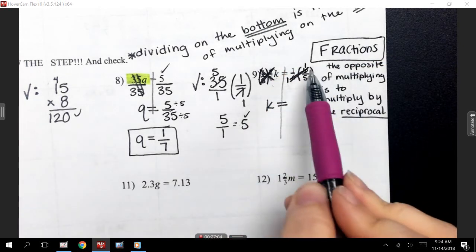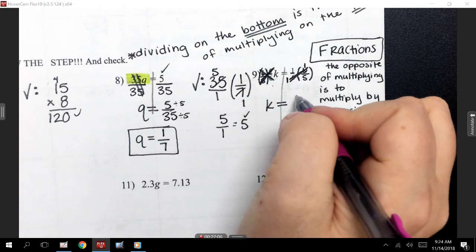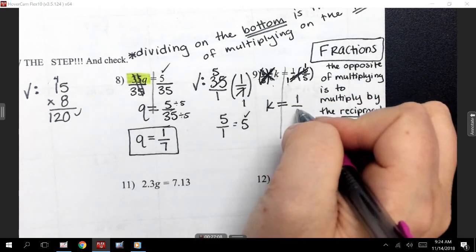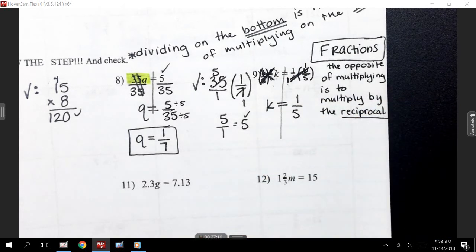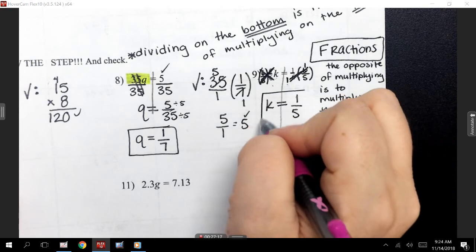So now what do I have on top? 1 times 1 is 1. And on the bottom, 1 times 5 is 5. So my answer is 1/5. I'm going to pause here. Are there any questions so far? No. Okay. So there's my answer.